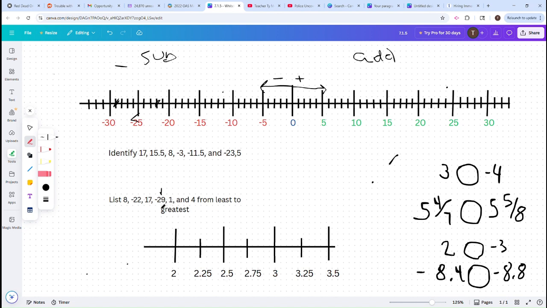But still pretty small. Next number is, we have 4, 1, 17, and 8. So the next number is 1. The next biggest number is 1. And then 4. And then 8. And then 17. That's how you put them in order from least to greatest. Negative 29, negative 22, 1, 4 is actually the fourth one. 8 is fifth. And the biggest number in that group is 17.